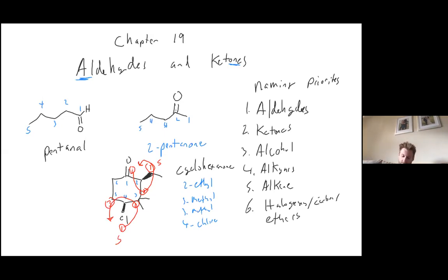If we were to put this all together, 2S, 4S, ethyl would come, oh, chloro would come next, 4-chloro, 2-ethyl, 3,3-dimethyl. I'm going to run a space down here. 1-cyclohexanone.